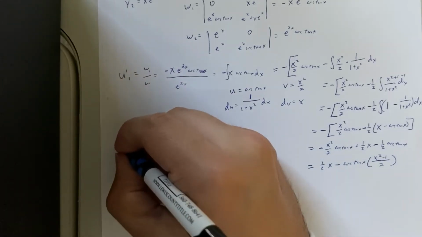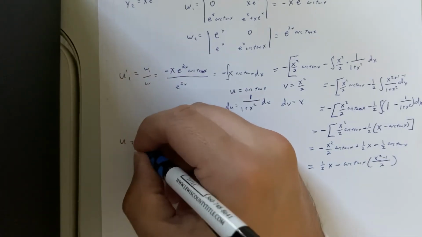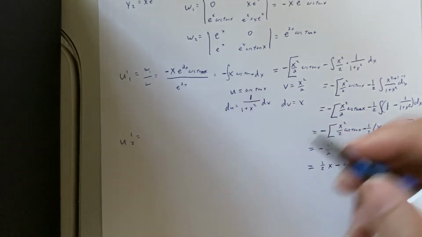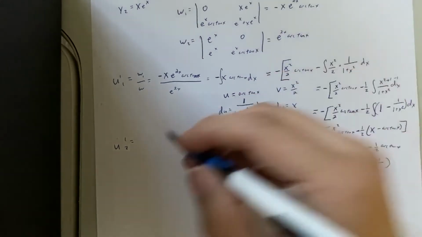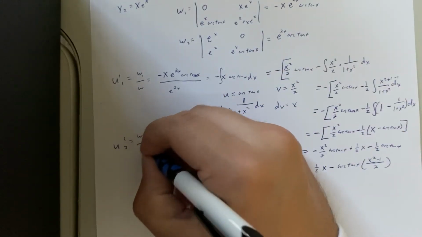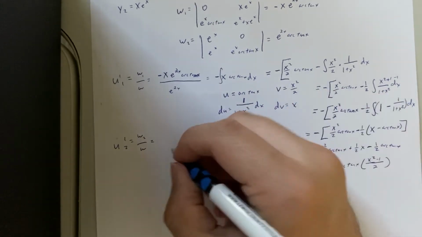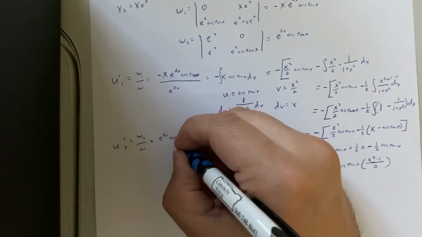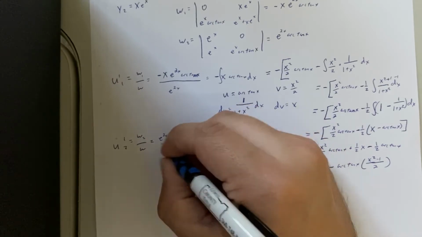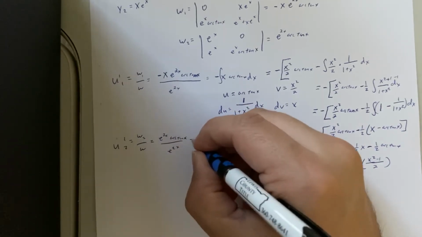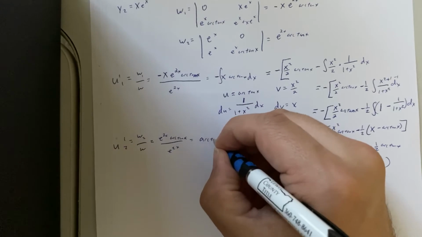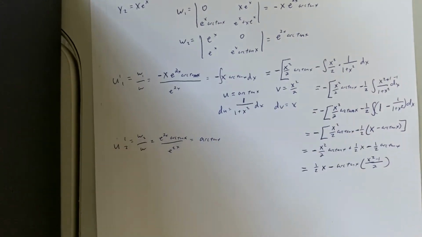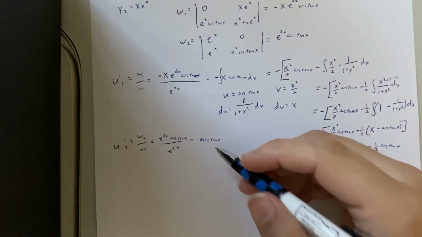So now let's find y sub 2 prime. And again, I'm going to use Wronskian sub 2 over the Wronskian, and that's going to be e to the 2x arc tan x over e to the 2x. So all of that is just arc tangent of x for my y sub 2 prime.